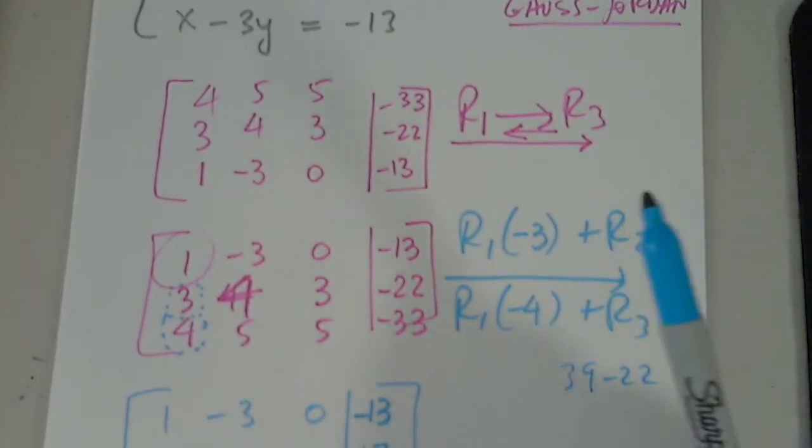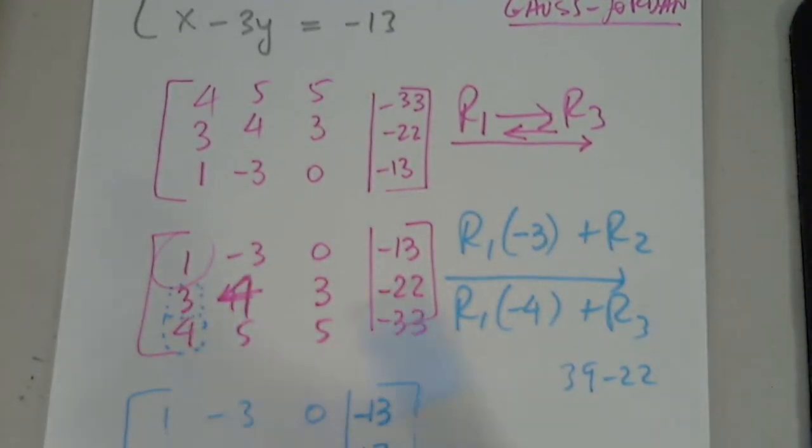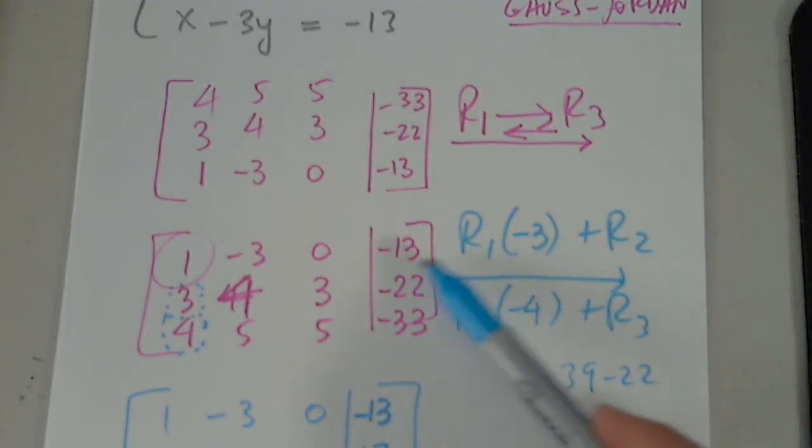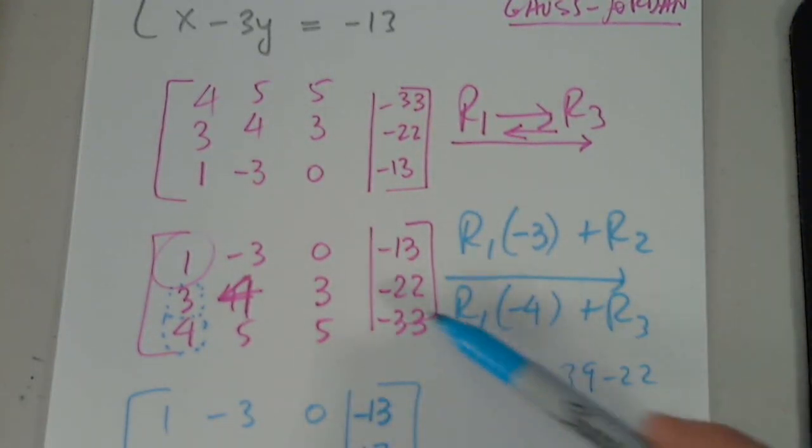Let's do it one more time to make sure. Yes. Positive 9, 3 times 3, 9 plus 4, 13, 0 plus 3 is 3. Positive 39 minus 22, 17.